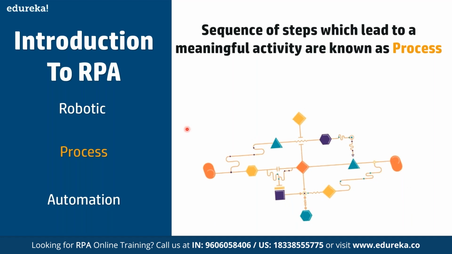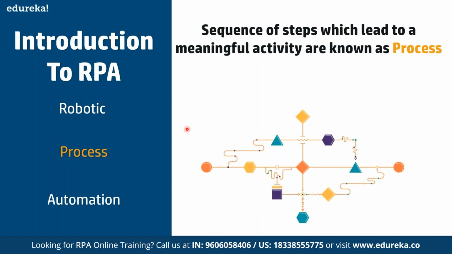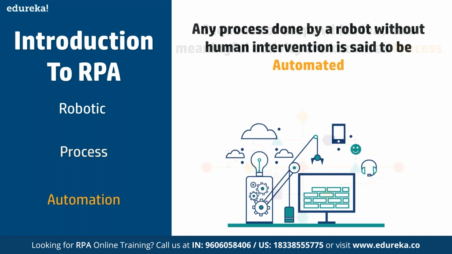Then what do we understand by a process? A sequence of steps which lead to a meaningful activity is what we call a process. And automation is when any process is done by a robot without human intervention, it is said to be automated. So this is what we call robotic process automation.